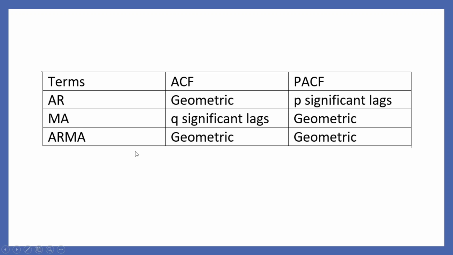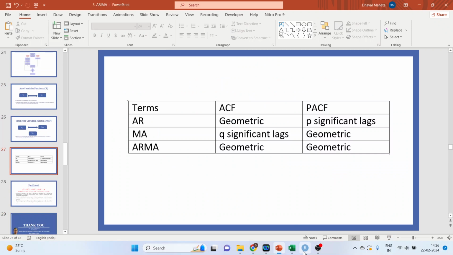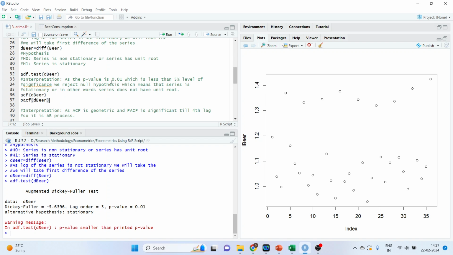Now based on these two plots, we'll be able to identify that it is an AR model or an MA model. If your model is having AR terms, ACF will be geometric, PACF will be significant till p lags, whereas for MA, q significant lags in ACF, PACF will be geometric. And if it is ARMA, it means that if your series consists of both AR and MA terms, ACF and PACF both will be geometric. Now let's see how we can do this in R. In my previous video, I've already discussed the autoregressive model and moving average model. Please kindly refer to this.